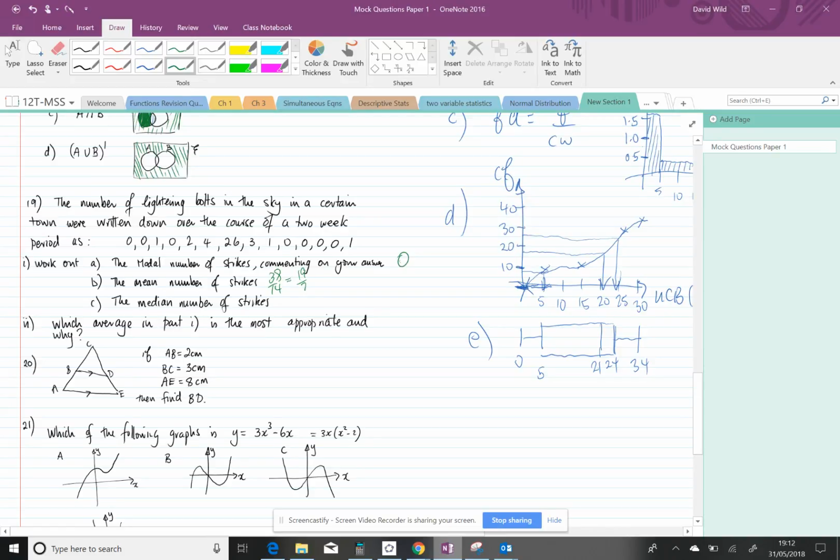And the median, well, we need to put them in order. How many zeros have we got? 1, 2, 3, 4, 5, 6, 7. How many ones we got? 1, 2, 3. How many twos? 1. How many threes? 1. How many fours? 1. And how many 26s? 1. Okay.